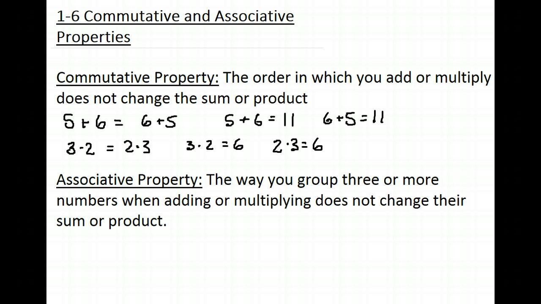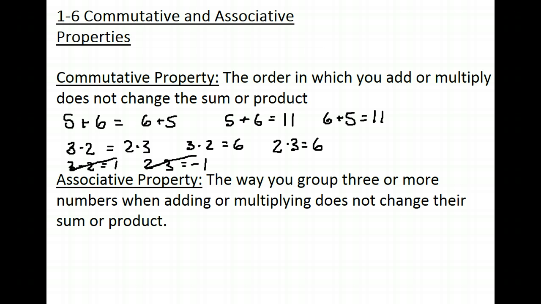This does not work with division and subtraction because 3 minus 2 equals 1. And if we were to reverse those, 2 minus 3, that does not equal 1, that equals -1. So with subtraction, you cannot switch the order. You cannot use a commutative property.